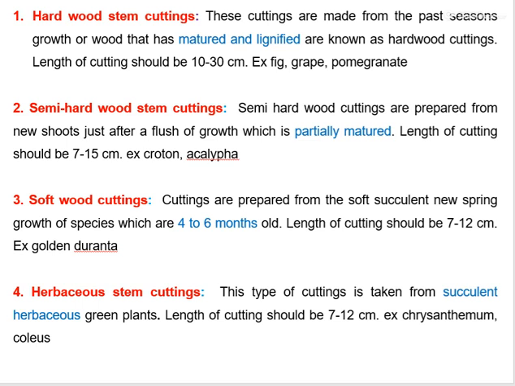The hardwood cutting practice we can follow mainly in ornamental plants like bougainvillea, and for preparation of the rootstock we can follow the hardwood cutting practice in rose and also in grape. Then the commercial method of propagation by hardwood cutting is identified in the fig crop. Then the second practice is semi-hardwood stem cutting.